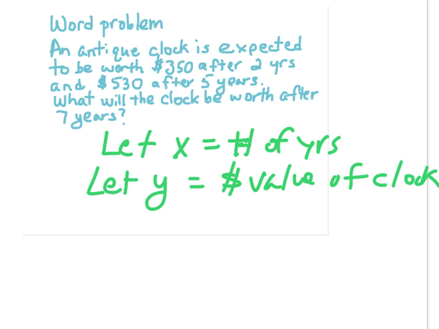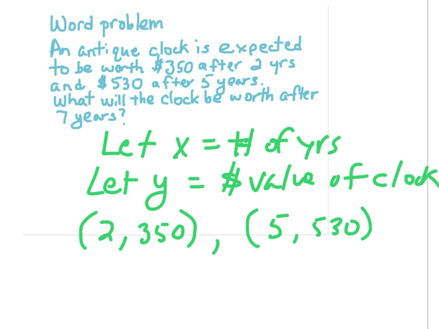So they're indirectly giving you 2 points here, aren't they? What is one of the points in this problem? 2, 350, very good. This isn't a homework lesson, but it's the same question. We're going to put it in point slope form here. So last night it might have said just find the slope, now we're going to put it in point slope form. So the other point is 5, 530. Good job, George.